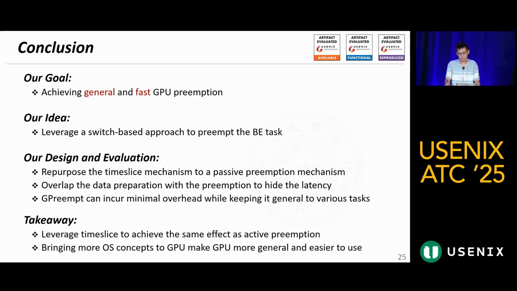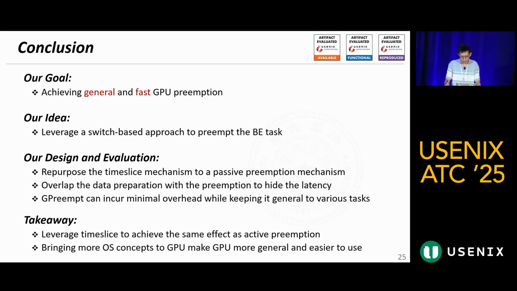Finally, I give a brief summary. In this work, our goal is to achieve a general and fast preemption approach. Our key idea is to leverage the context switch to preempt the BE tasks. We repurpose the time slice mechanism into a passive preemption mechanism. To further reduce the latency, we propose pre-preemption based on the GPU's computing paradigm. Evaluation shows that GPREEMPT achieves generality while ensuring a minimal increase in LC task delay.